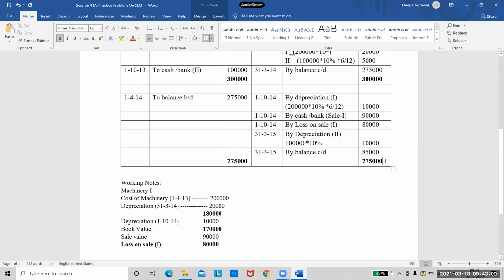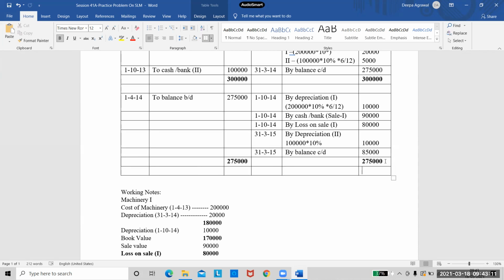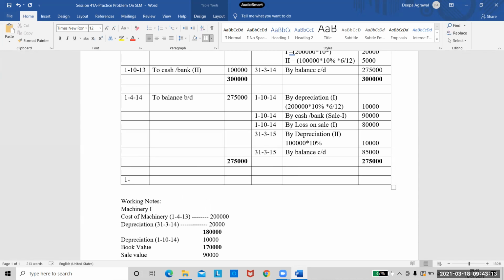So now come to your next year, leave a line. My next year will start on 1/4/2015. First write it as 2 balance B by D. So my balance is 85,000. Now, what should I do in this year? See, first machinery is sold, so I do not have any first machinery now. I have only second machinery.